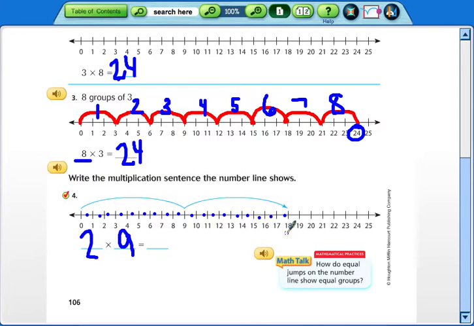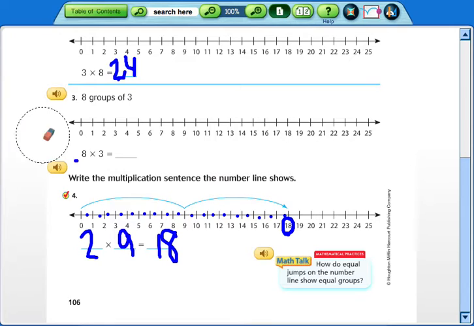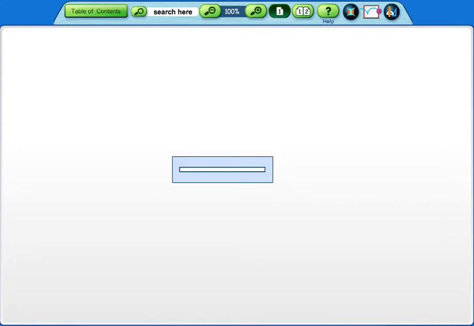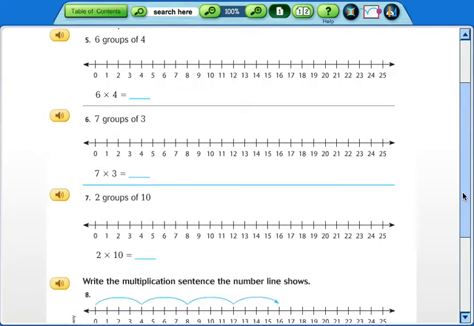The product is wherever they land. And look, they landed on 18. So the answer is 18. Awesome. Let me get my giant eraser out here. Okay. Let me hit next and see if there's anything else we need to do. Let's do a couple more.